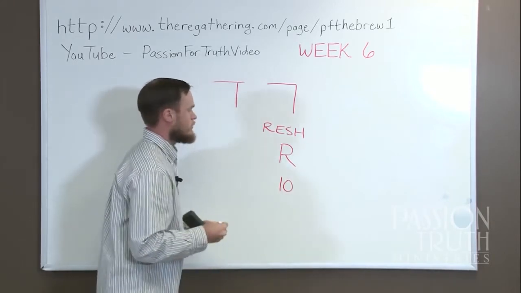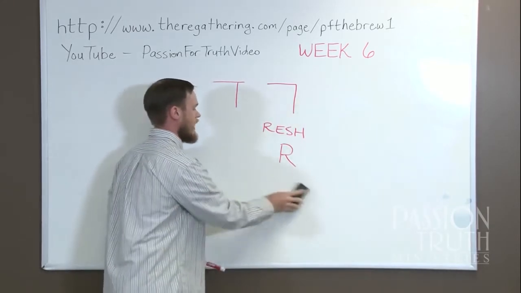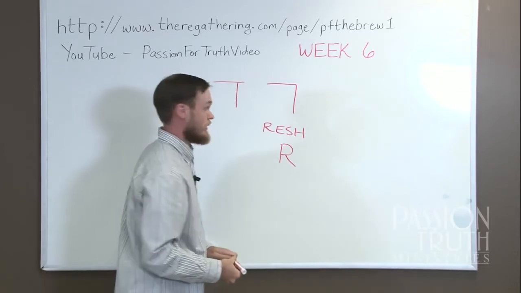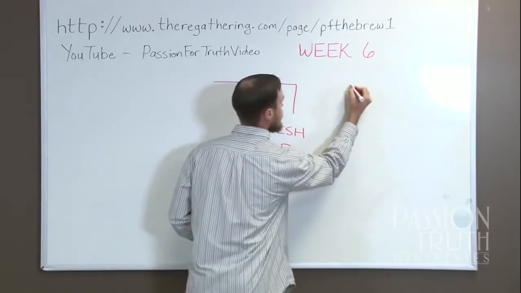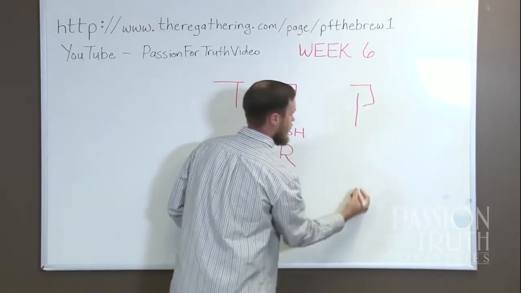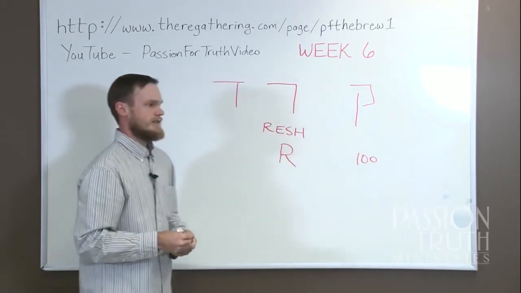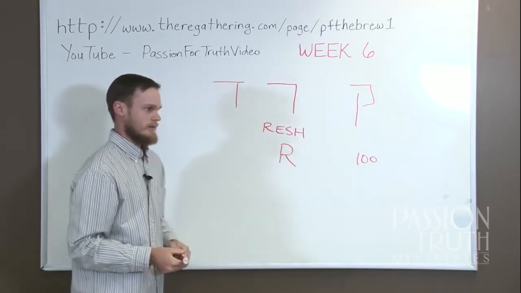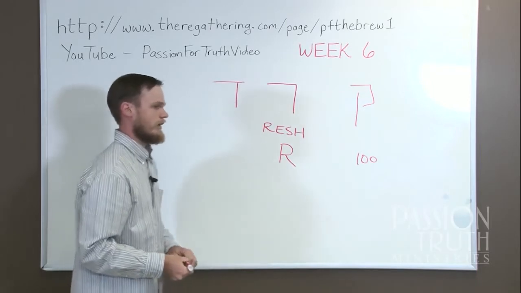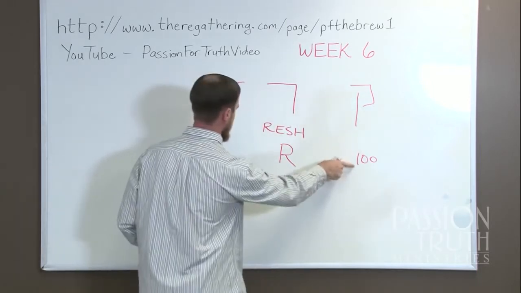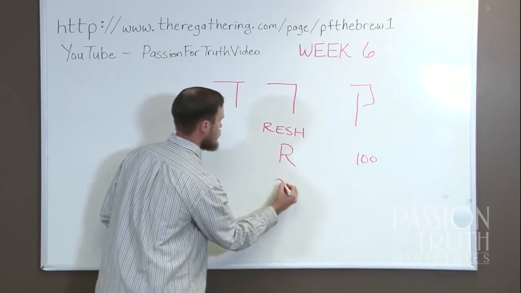No, I'm sorry, I didn't go over the numerical value of kuf. I forgot to mention that. The numerical value of kuf is 100. Resh, now we started going 1 to 10. Once we reach 10, we counted by 10s. And once we reach 100, we start counting by hundreds. So kuf is 100, and resh is 200.